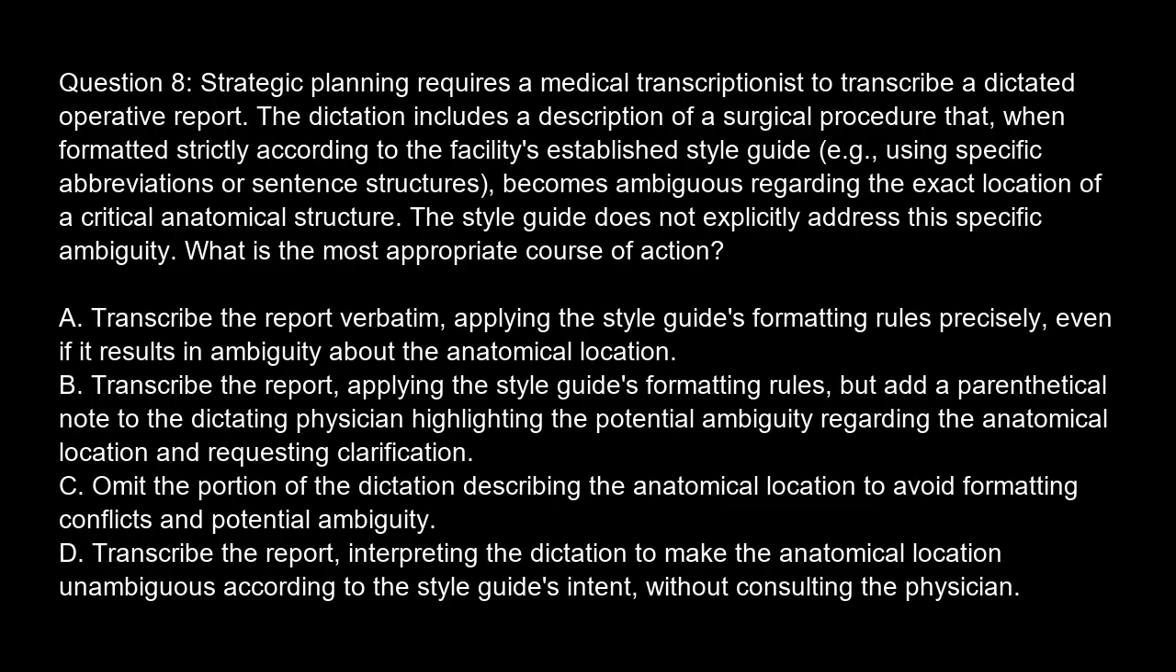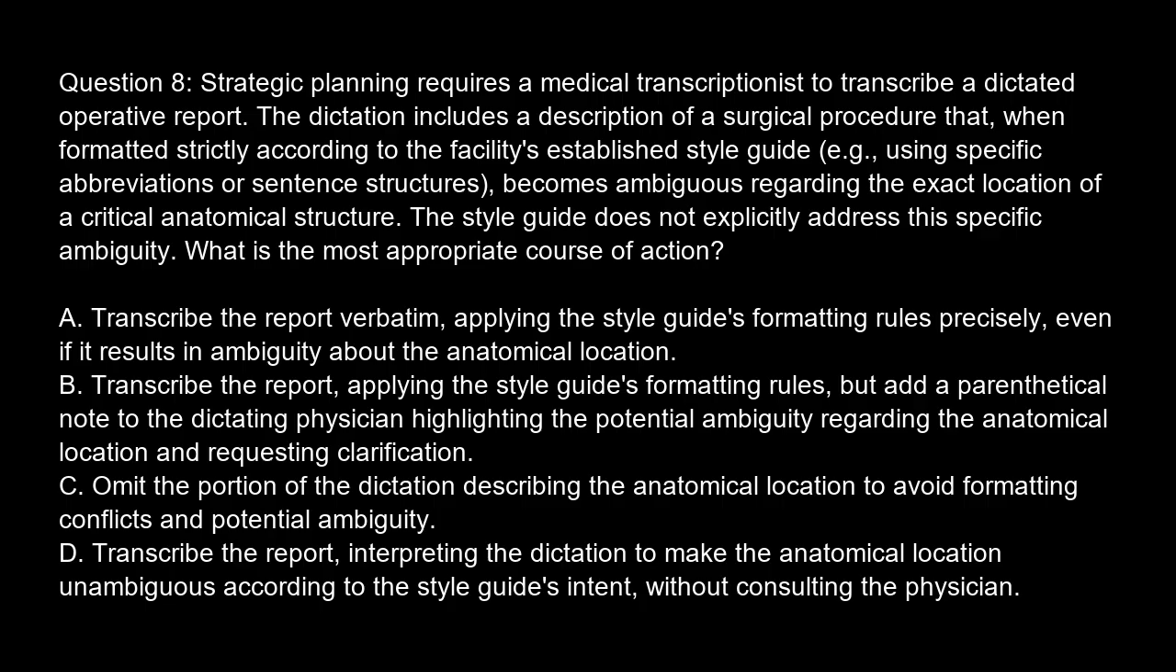Question 8. Strategic planning requires a medical transcriptionist to transcribe a dictated operative report. The dictation includes a description of a surgical procedure that, when formatted strictly according to the facility's established style guide, e.g., using specific abbreviations or sentence structures, becomes ambiguous regarding the exact location of a critical anatomical structure. The style guide does not explicitly address this specific ambiguity. What is the most appropriate course of action?